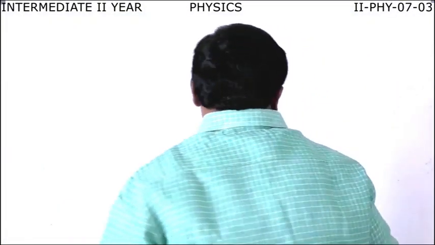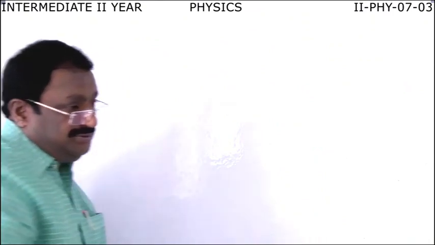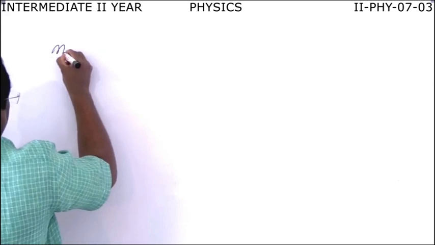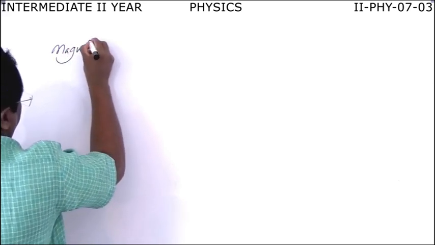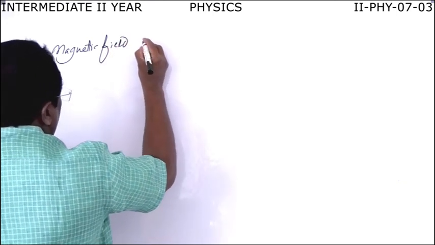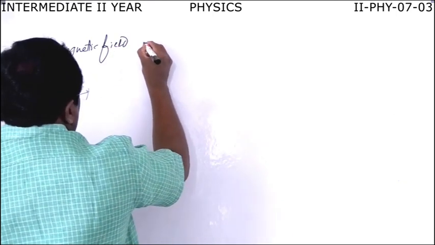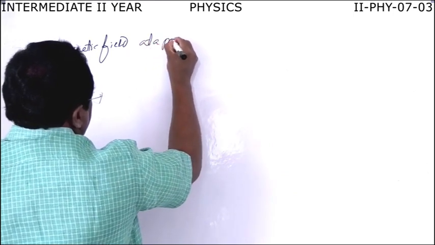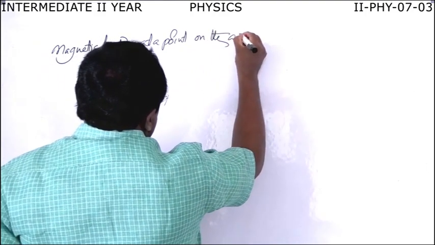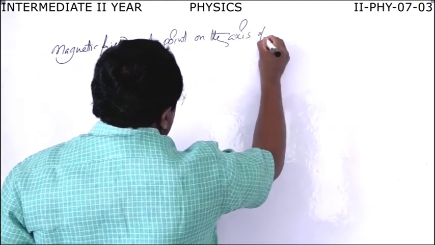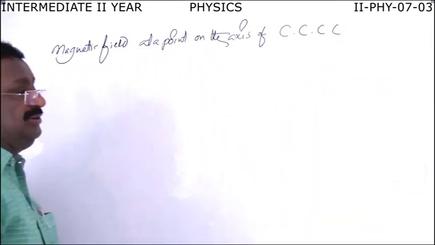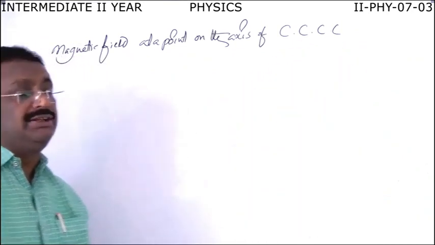Good morning to all. Today I am going to talk about the magnetic field due to a current carrying coil. Magnetic field at a point on the axis of a current carrying circular coil.